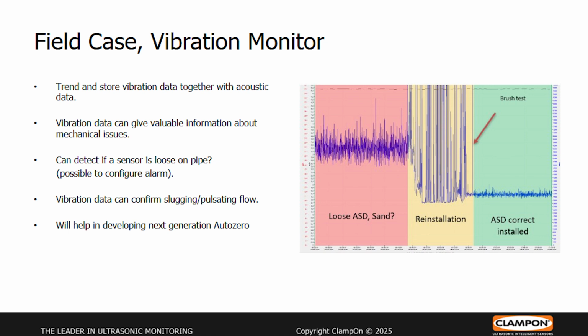So the new thing now is that you also can set an alarm on the vibration level, which, for example, can be used to detect if a sensor becomes loose, which is maybe one of the most critical things for acoustic sand detection. If you lose the acoustic contact between the sensor itself and the pipe, then the whole measuring principle has a problem.